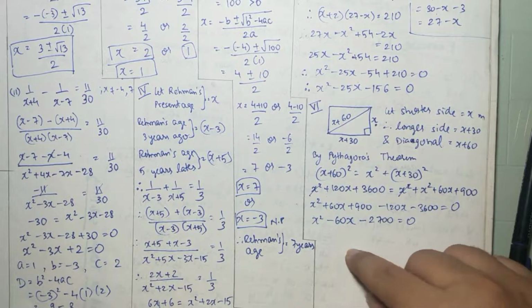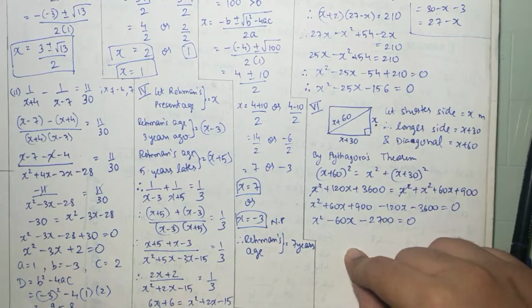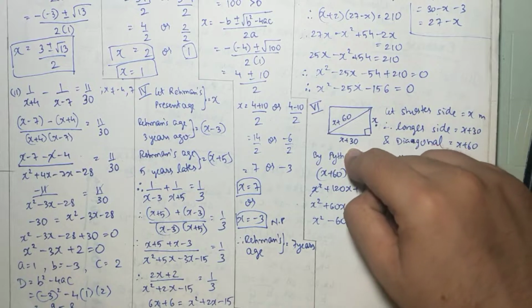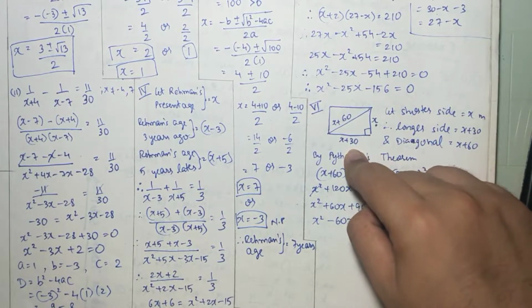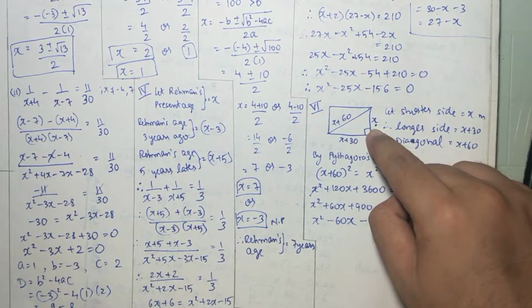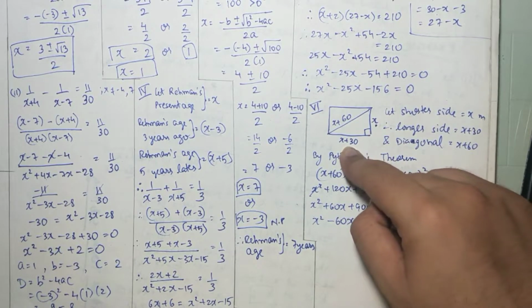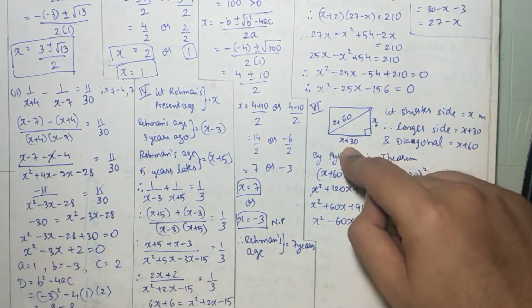For that positive value which we got for x, find the length of this rectangular field by adding 30 to it. You'll get a value that is breadth, and add 30 to it, you'll get length. Don't forget to take these both as answers.